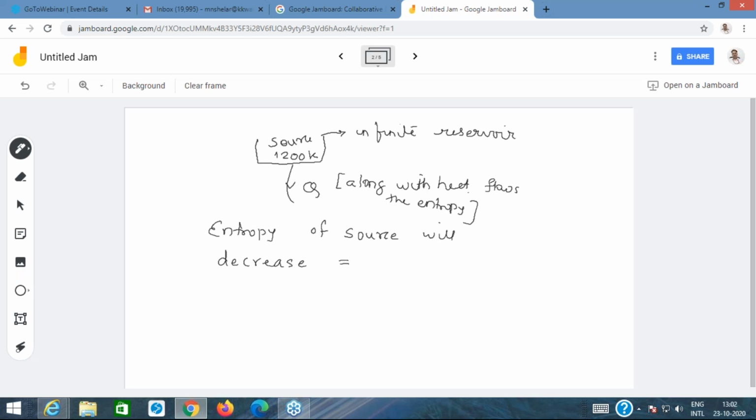You know that the entropy change, delta S, of the source is the integral of dQ by T. Because T is constant, this becomes Q by T, and because the heat is lost, it is negative. So the entropy change of the source will decrease. Calculate and tell me the answer. How much is that?